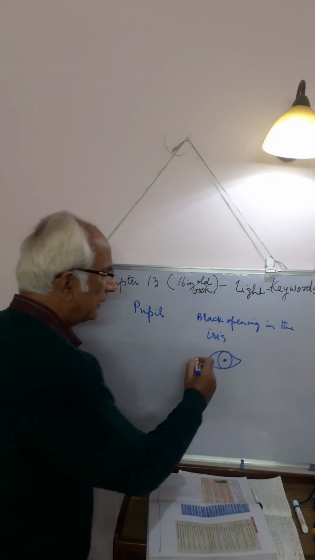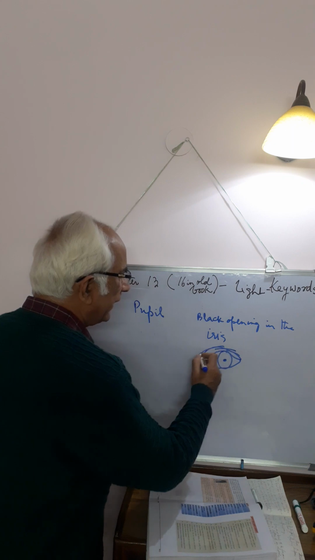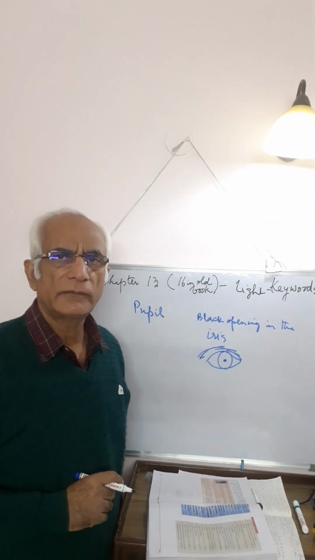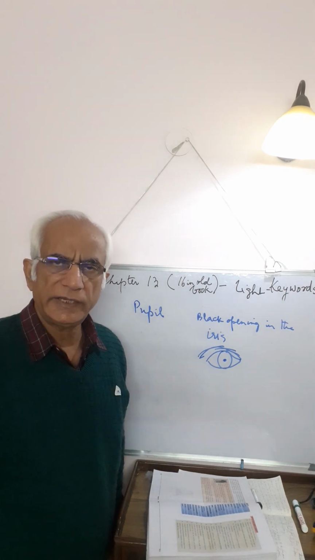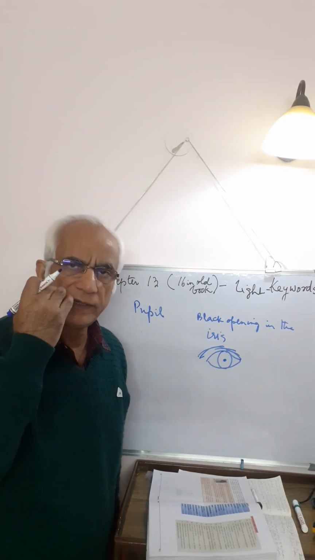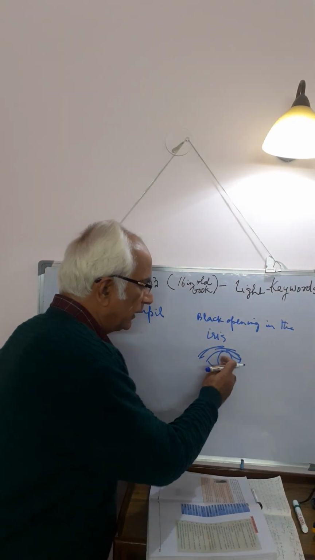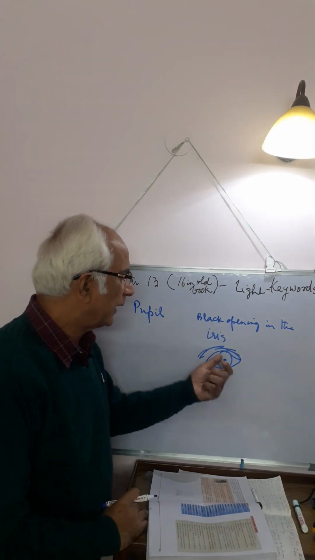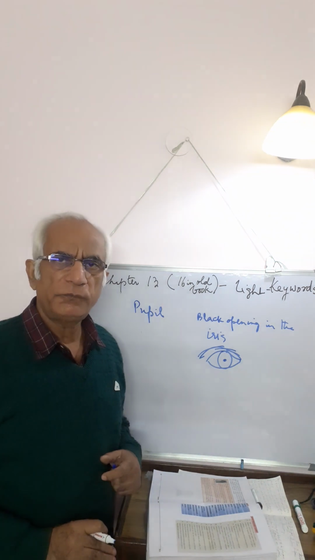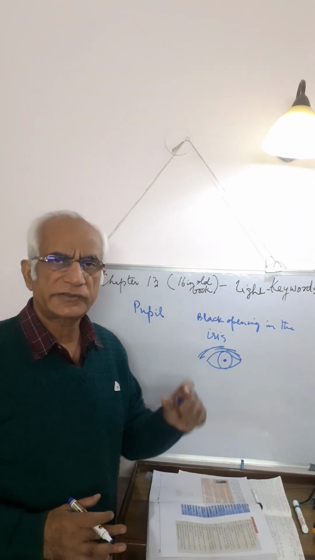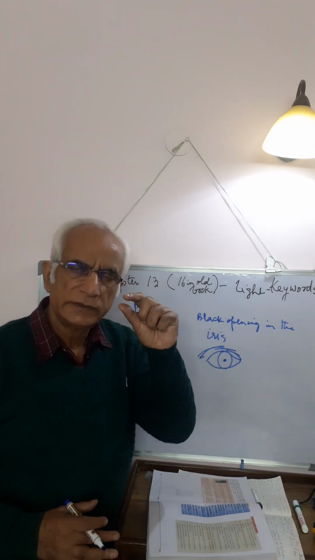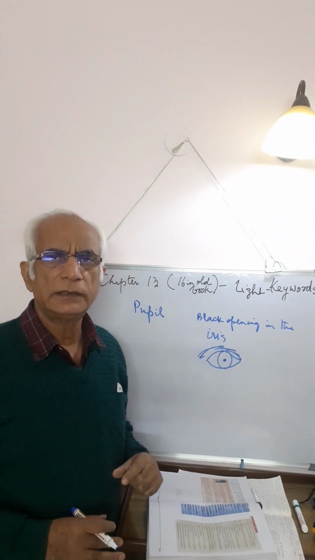And the light enters through the pupil. Whatever images we are seeing, it is because of the light entering into our eye through the pupil. And the size of the pupil is controlled by the iris. If we are in bright light, the size will become smaller. The iris will reduce the size of the pupil.